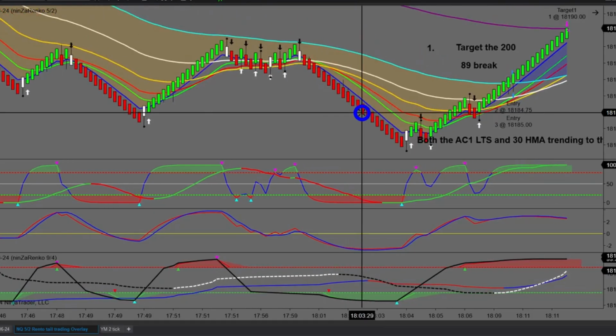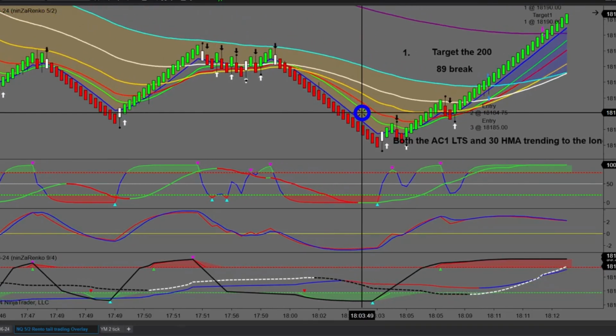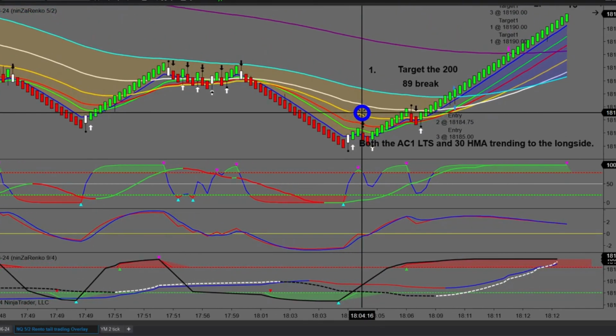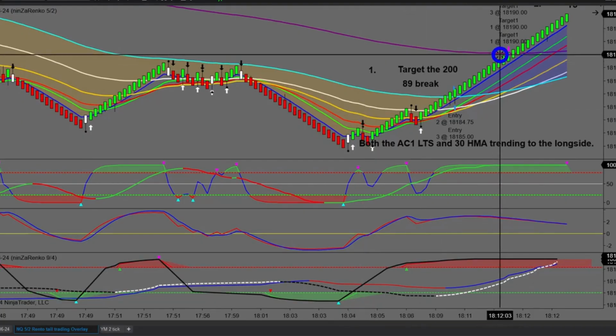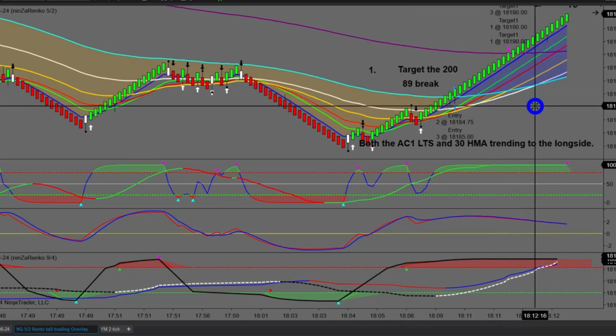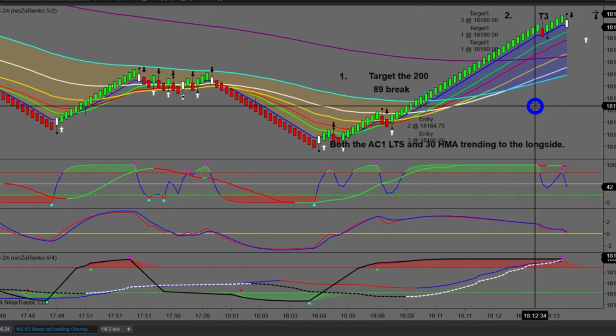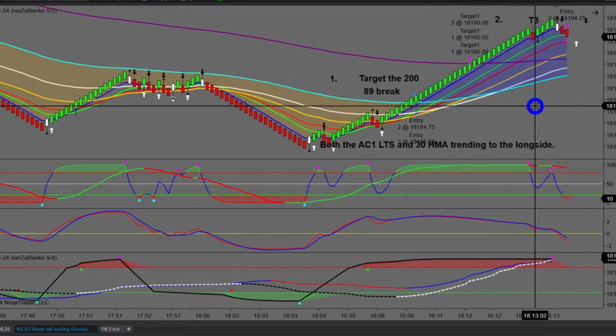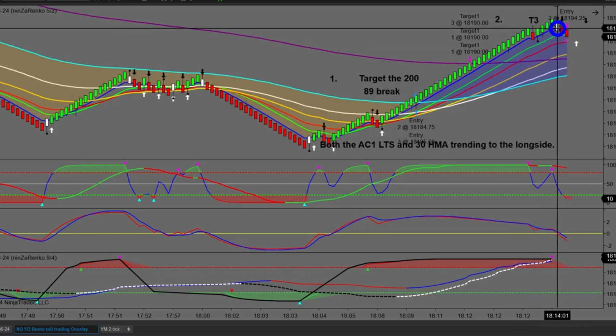Okay, so thank you very much. And you can see I got right out at the 200 EMA, and it continued to rally. Okay, so it would have been nice to have got out of there. Now I then jumped in on this, treating it as a T3.